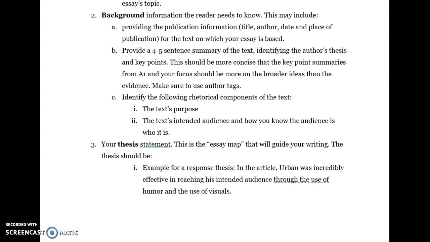An example of a thesis statement might be, Urban was incredibly effective in reaching his intended audience through the use of humor and the use of visuals. So not only have I stated my thesis, my main argument here, I've also identified the two features that I am going to analyze. And these are the features that you will be analyzing in the body paragraphs.